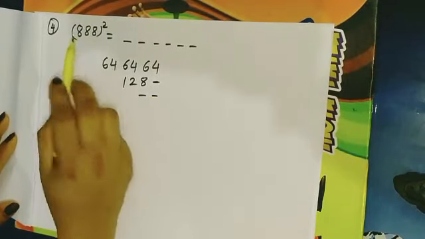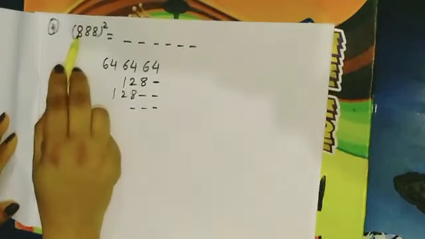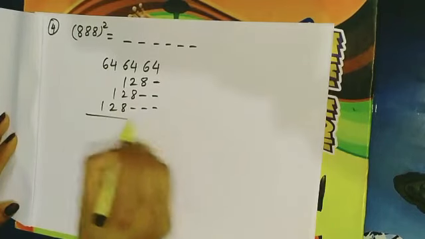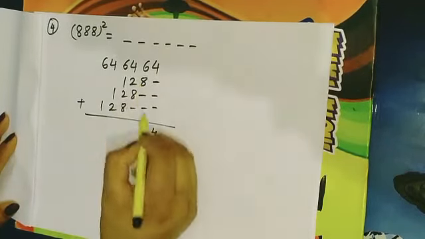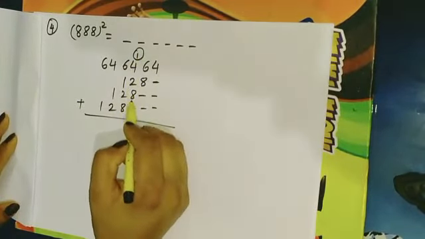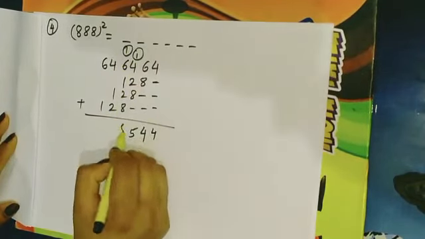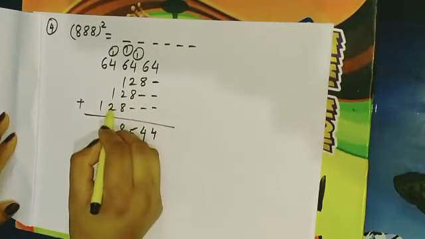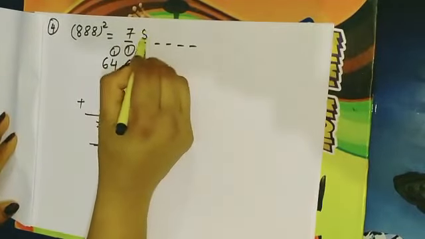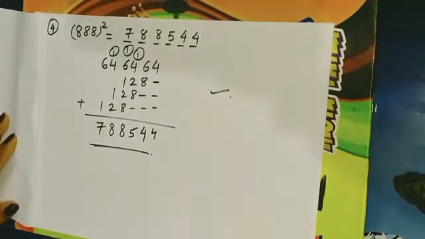For 2CA, again 128. Keep 3 spaces blank. Again for 2AB, that is again 128. Add this. This is 4. 8 plus 6, that is 14. Here 1. 1 plus 4, 5. 5 plus 2, 7. 7 plus 8, 15. 1 is here. 1 plus 6, 7. 8, 10, 18. 1 is here. 5, 6, 7, 8. And here it is 7. So here is our answer, that is 7,88,544. I hope you are getting the method.